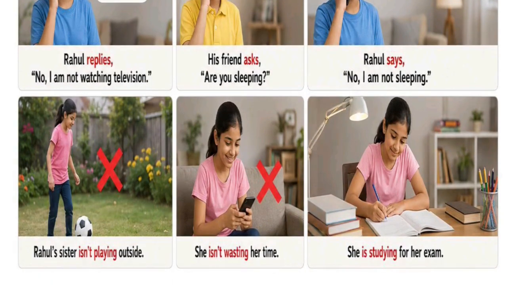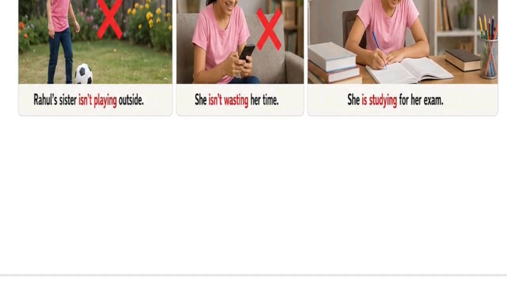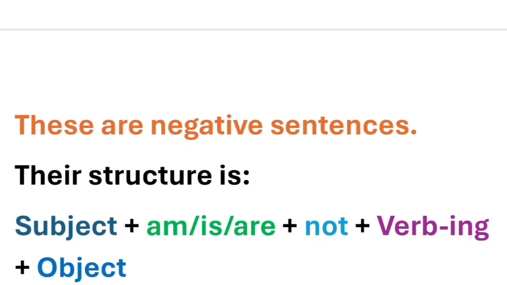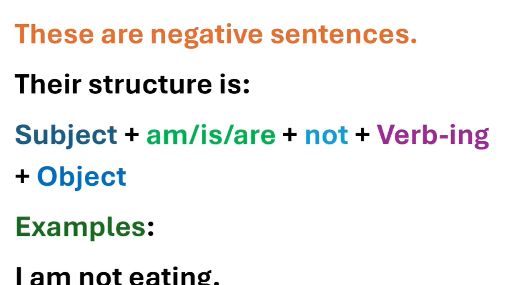Rahul's sister isn't playing outside. She isn't wasting her time. She is rather studying for her exam. This is what she's doing. These are the negative sentences. To make them, we have to follow the structure. We have to write subject at the first place, followed by the helping verb, which is am, is, or are, according to the subject. Then we follow not, because we have to make negative. Then we follow verb with ing form. And then we write the object at the end.